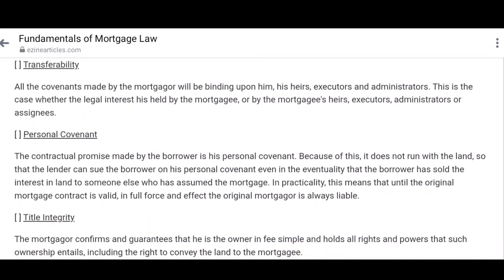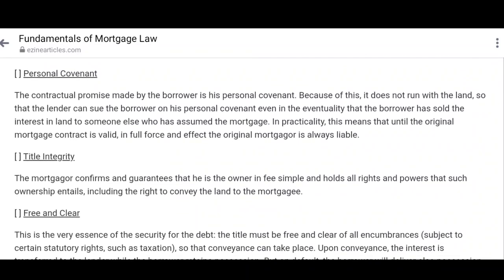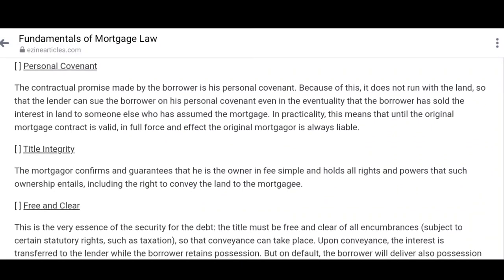Transferability. All the covenants made by the mortgagor will be binding upon him, his heirs, executors, and administrators. This is the case whether the legal interest is held by the mortgagee or by the mortgagee's heirs, executors, administrators, and assignees. Number 2. Personal covenant.